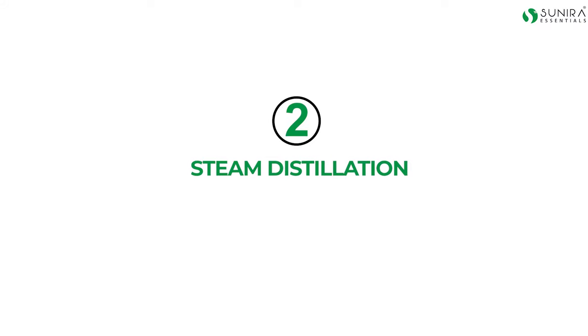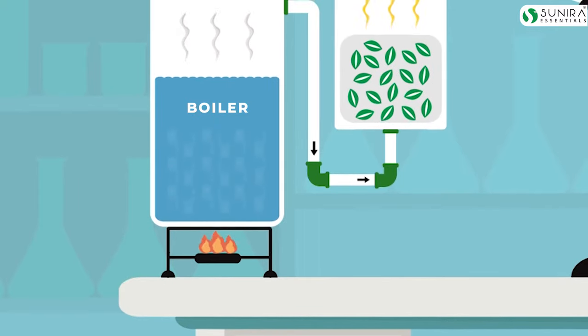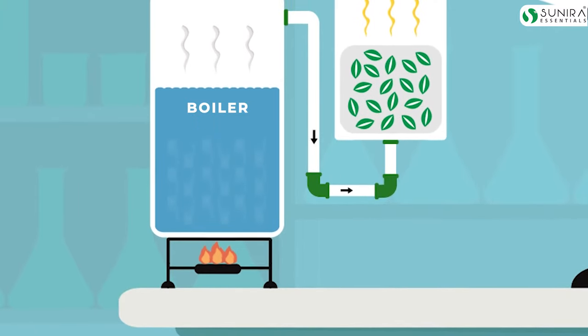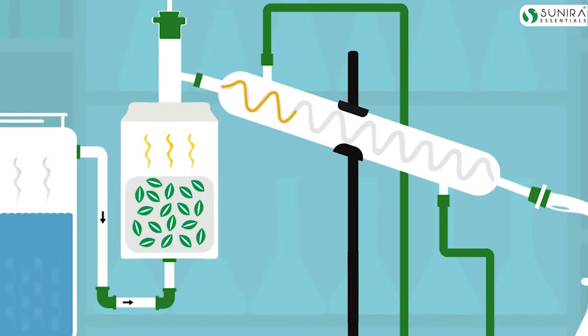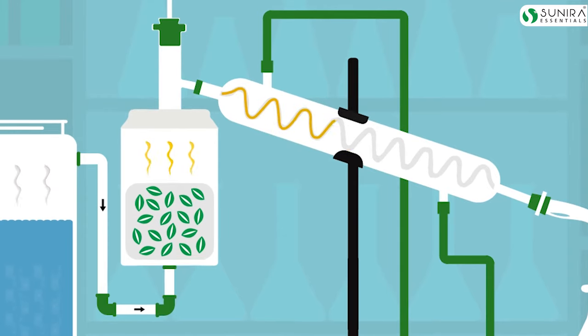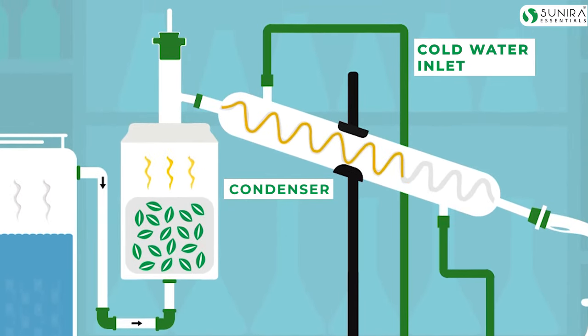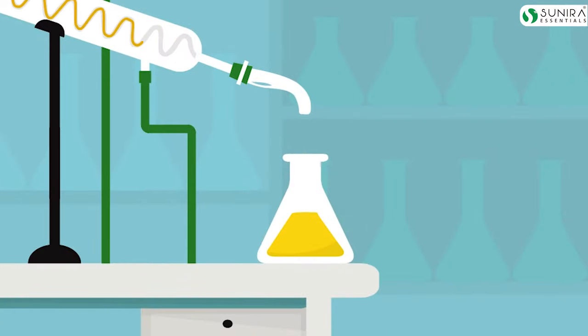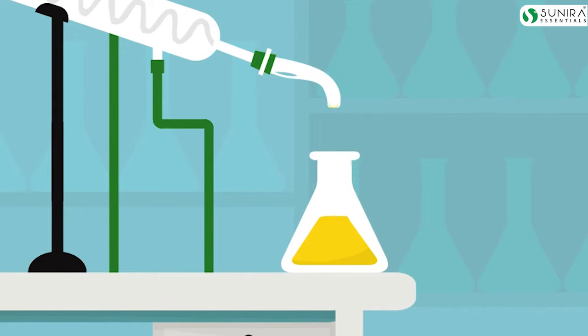Now let us understand the second extraction process, that is steam distillation. This is the most popular method in use to extract essential oils from aromatic plants. In this process, plant material is collected in the extraction vessel, and then steam is passed through that vessel. The aromatic compounds present in the plant material get converted to vapor state, and are passed through a condenser where it cools down and gets converted into liquid state. This aromatic liquid is collected in a receiver where it is separated from water, and we get our essential oil.